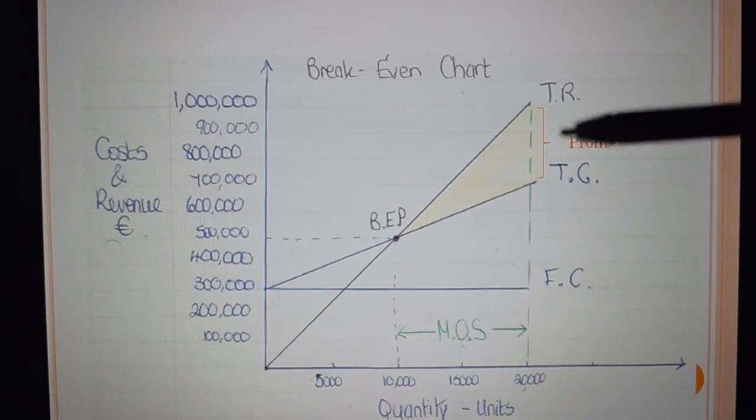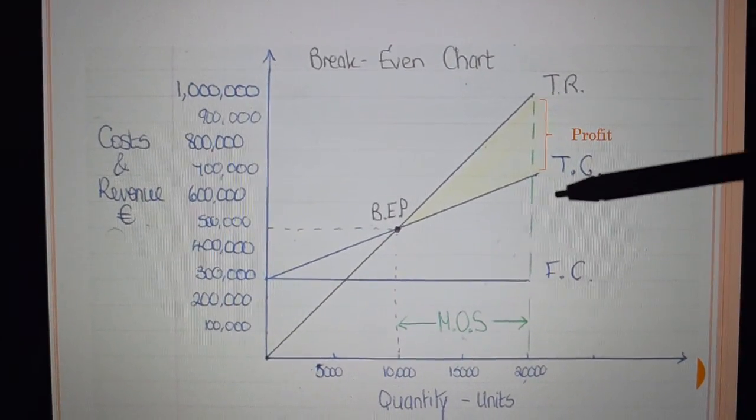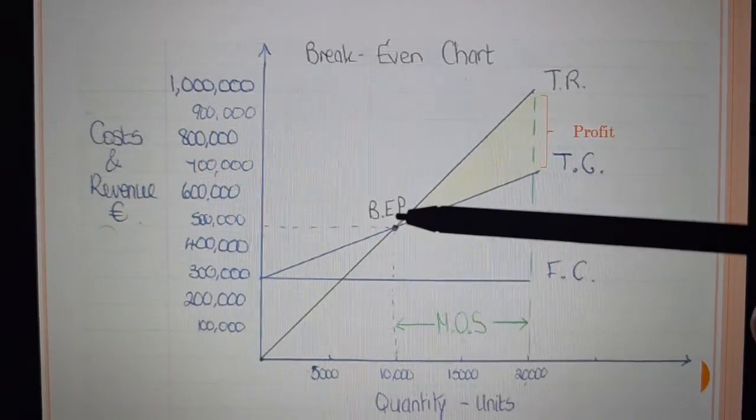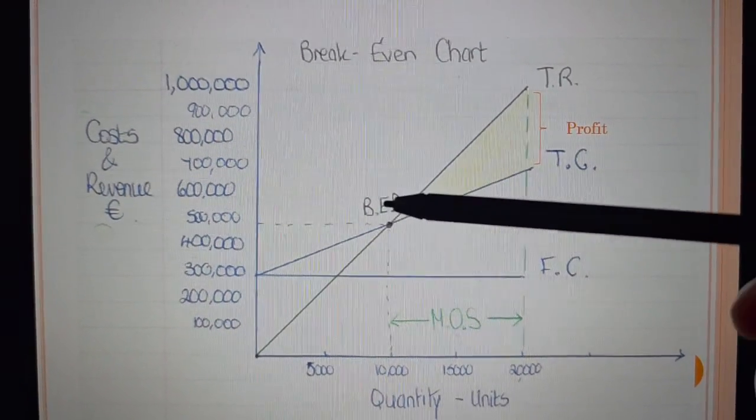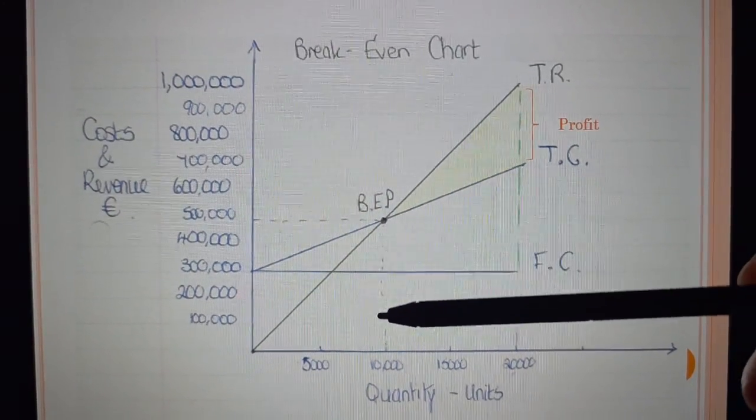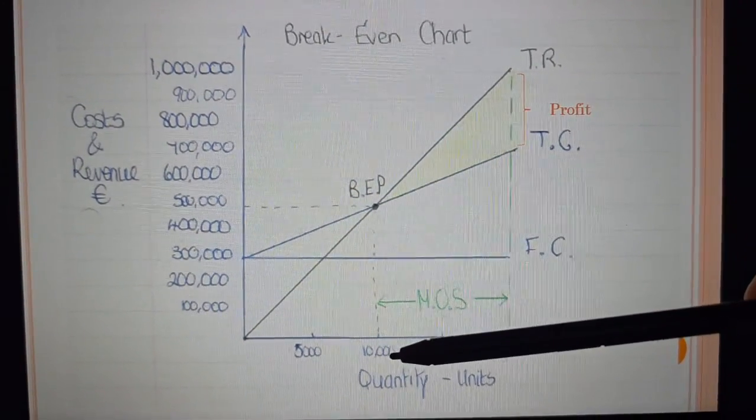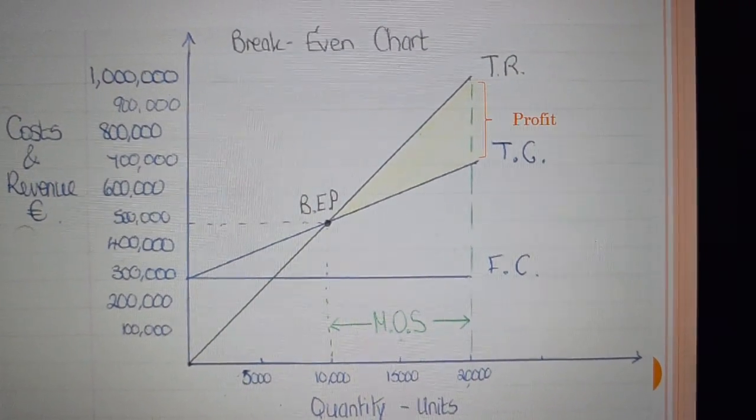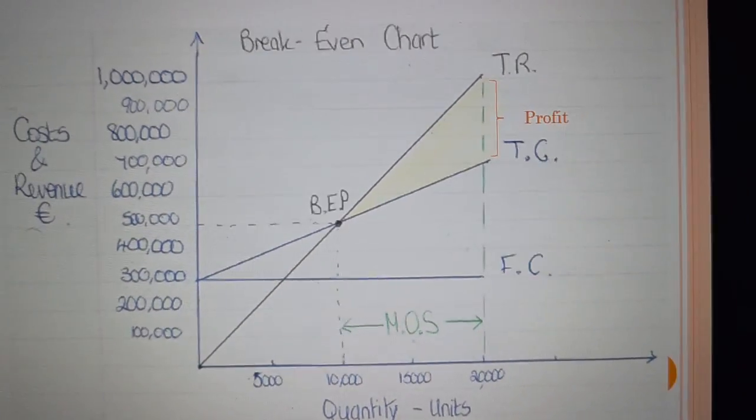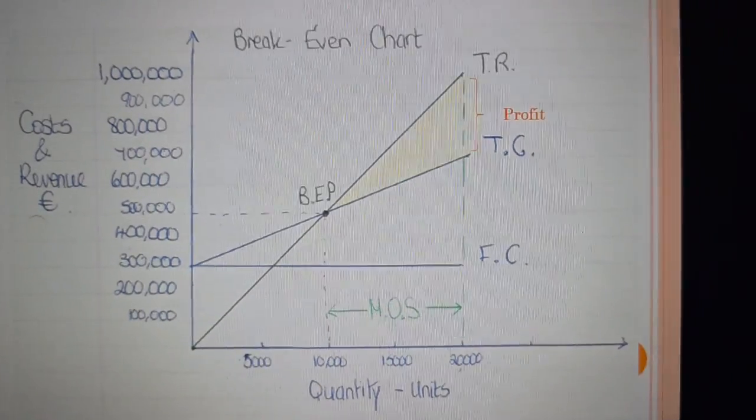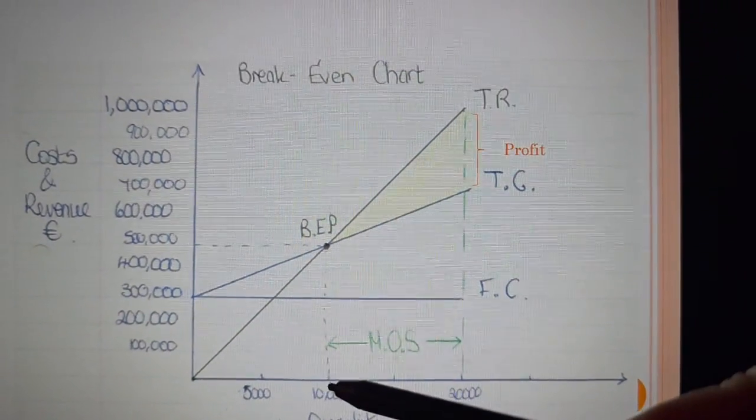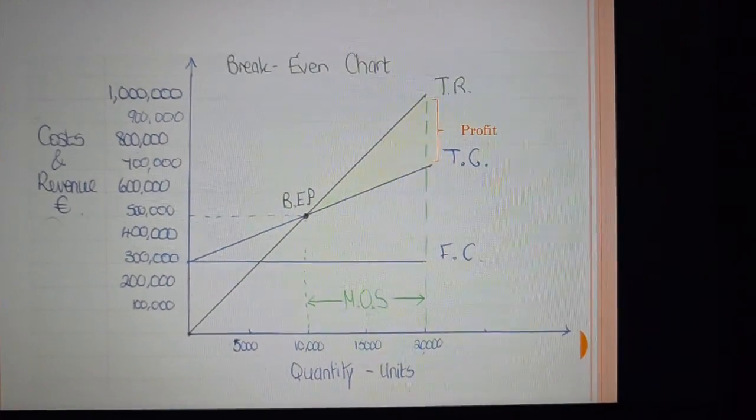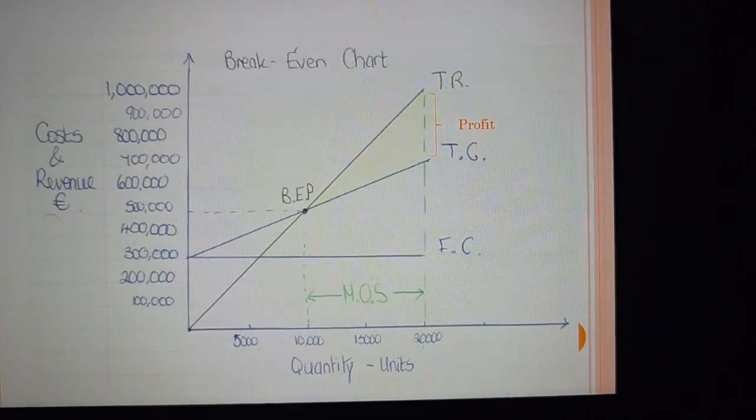Total revenue. Where total revenue is greater than your total cost, this little yellow highlighted region, that's your profit region. Where total revenue intersects total cost, that's your break-even point. And if I drop down a vertical line, it looks like it's hitting 10,000 units. That's what we had said our break-even point was. So it's looking accurate. The margin of safety then is the difference between your forecast output, 20,000 units, and your break-even point, 10,000 units. There's your safety net. And that's all we were asked to illustrate on the graph.